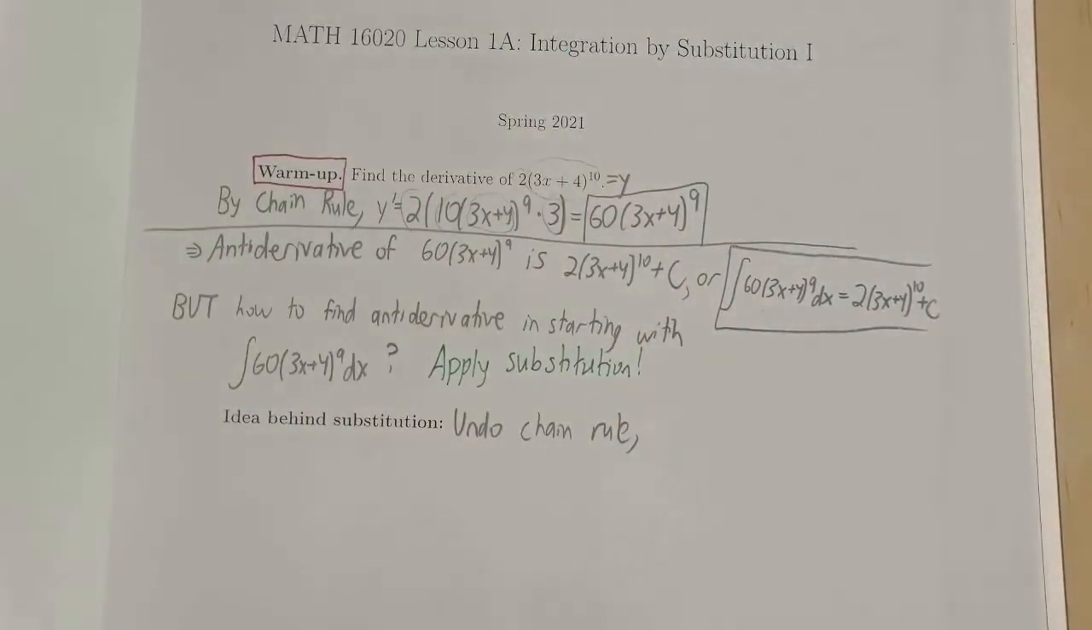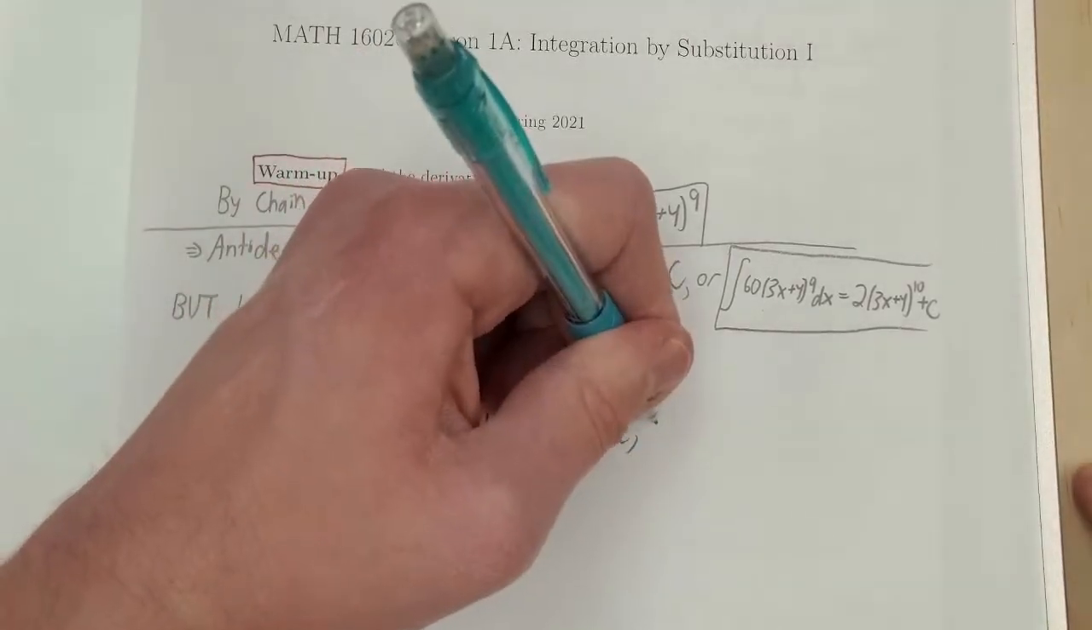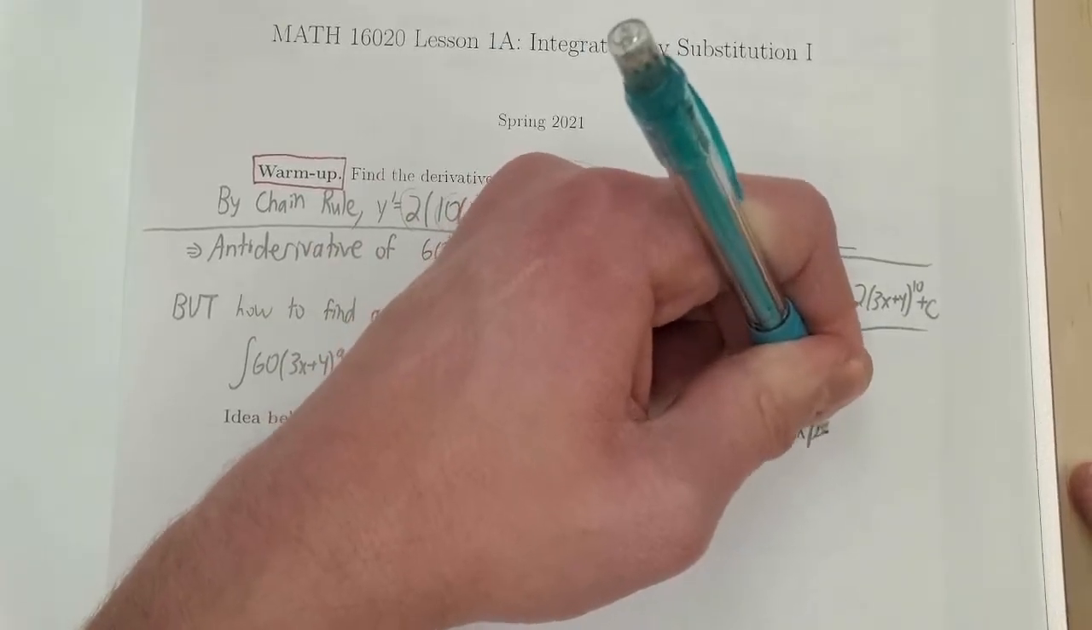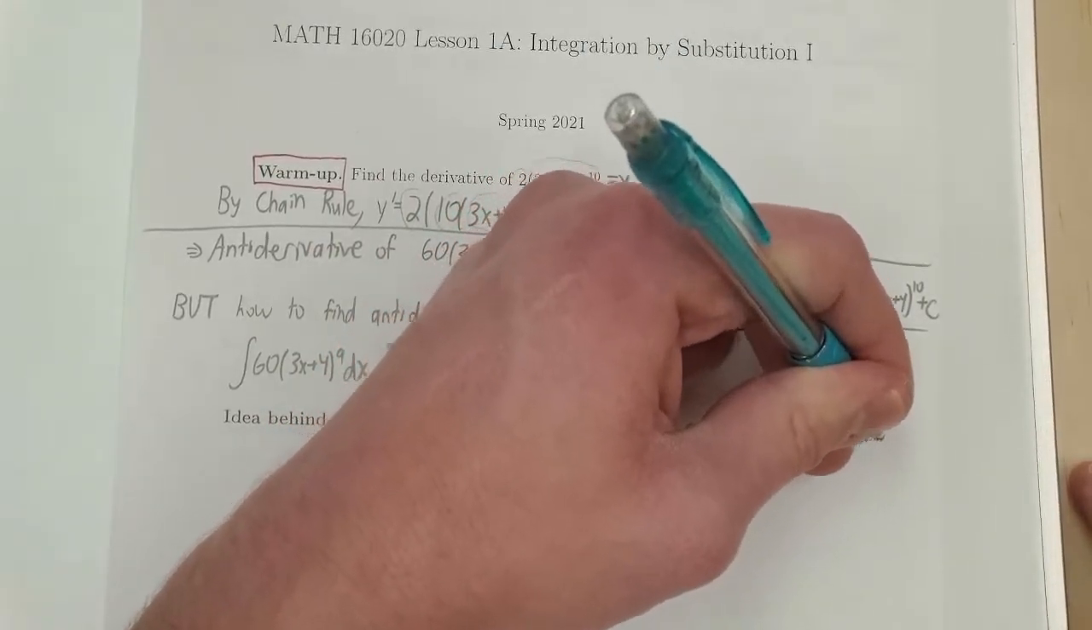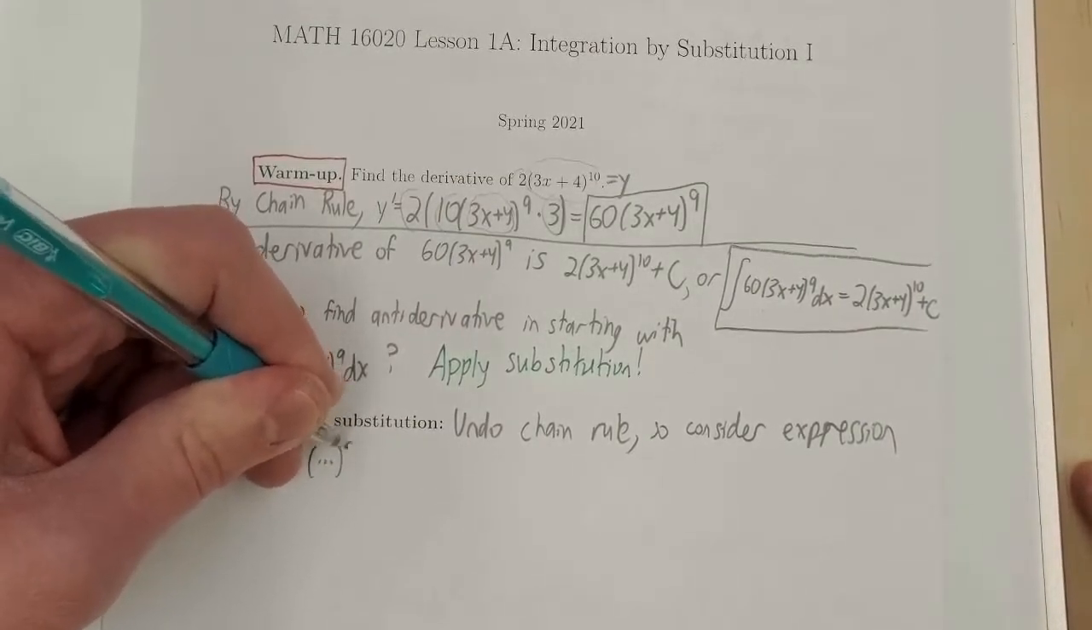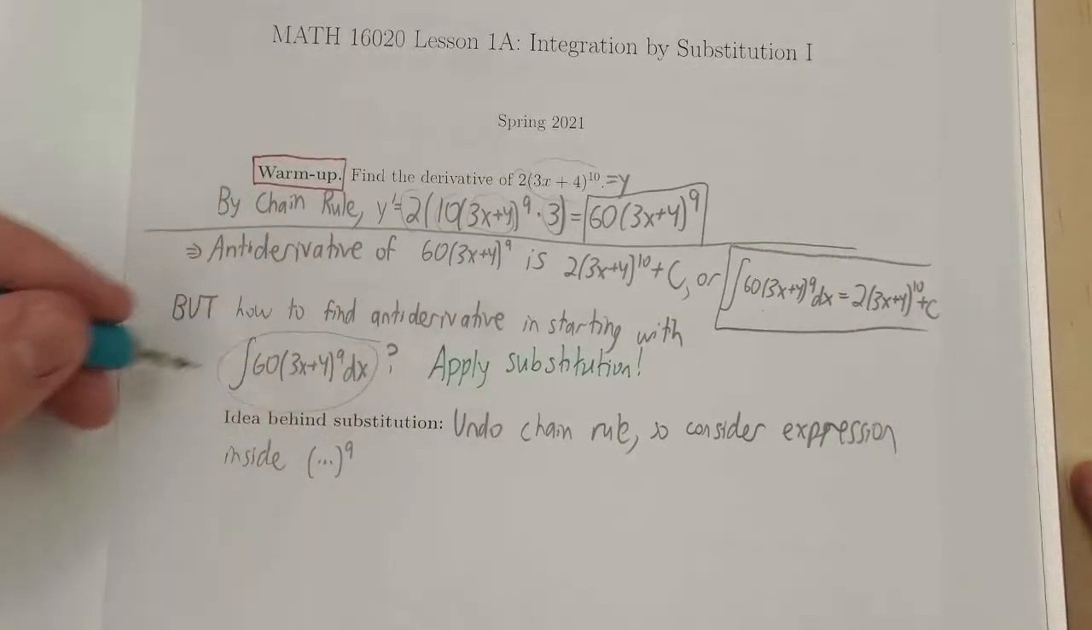So basically the most general way I can express this idea is that we're introducing a dummy variable u that we let equal the inside of some other function. To give you an idea of what I mean, consider the expression inside the power of 9 in this integral.